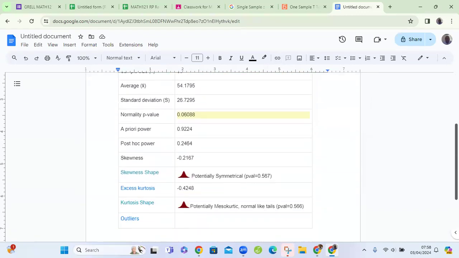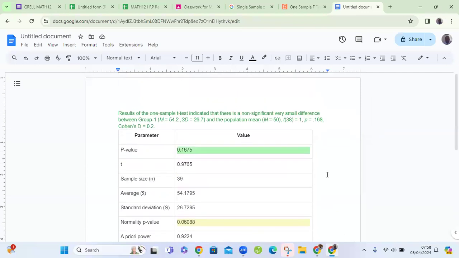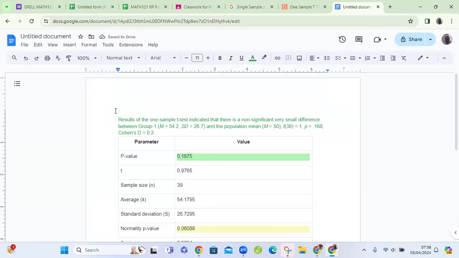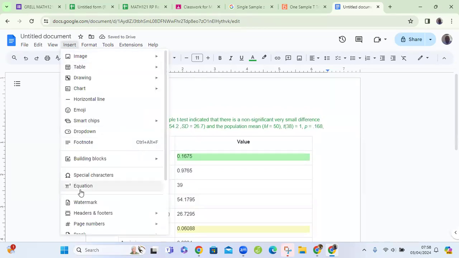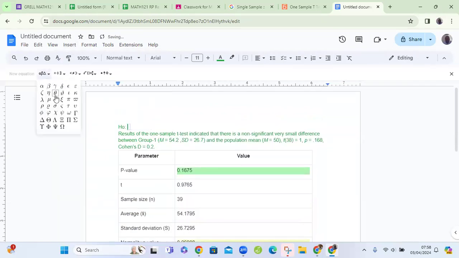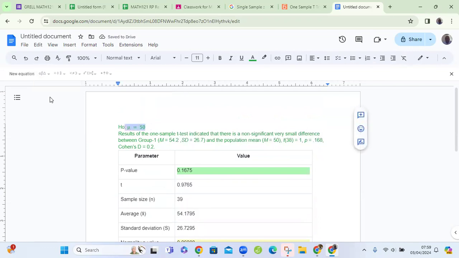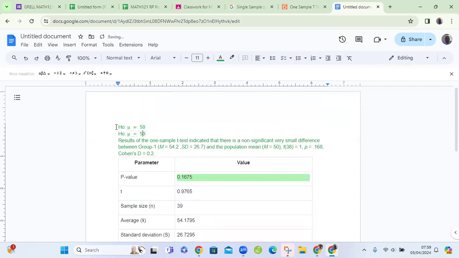Now we need to state our null and our alternative. We can do that above there. H0, population mean. Okay, we can go to equations, look for population mean mu is equal to 50. And our alternative, we can use H1: the population mean is greater than 50. That's what we are emphasizing. So how significant is that?